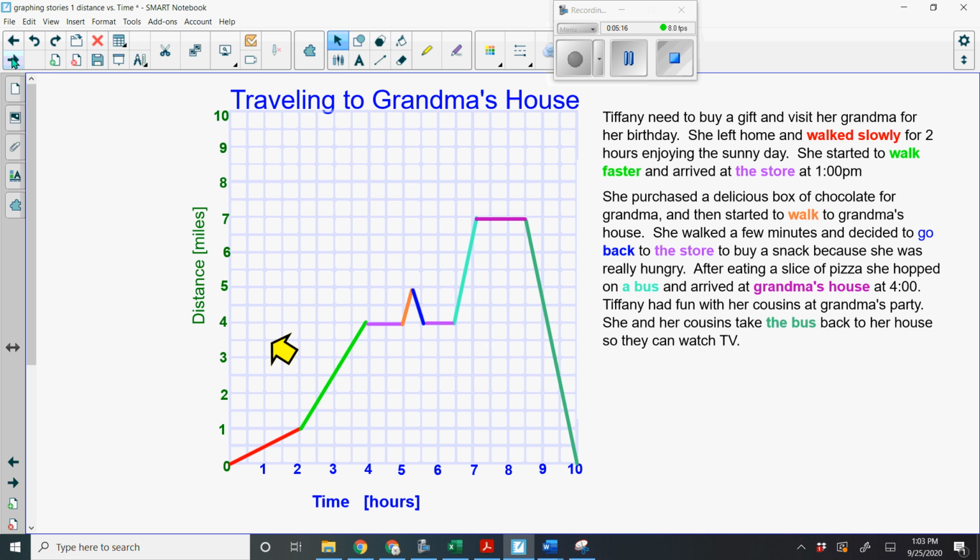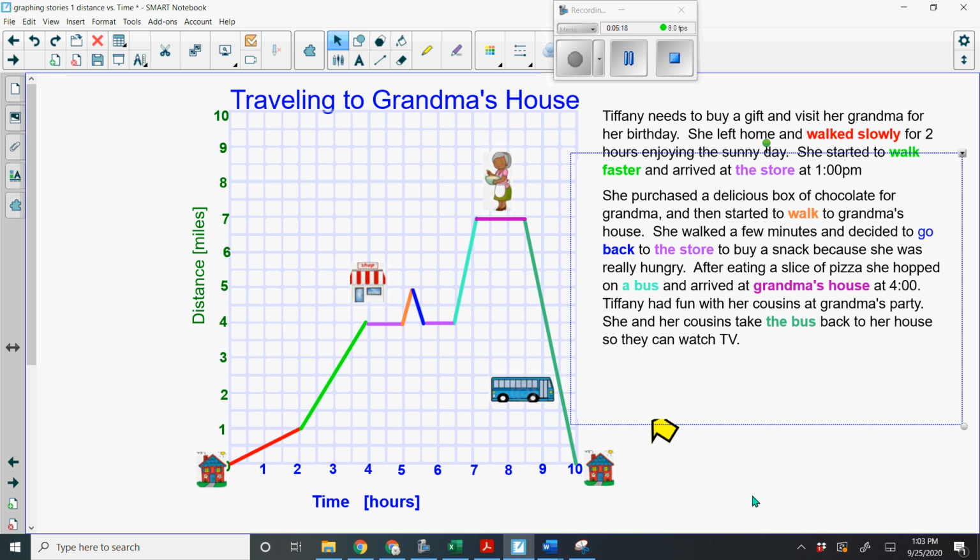Okay, let's look at the story, and I put in some clip art. If you make a story for your assignment, you could add some clip art. So here, Tiffany is going to her grandma's house. So here's our story, and for each part of the story where I want to indicate something on the graph, I have color-coded it. So Tiffany needs to buy a gift and visit her grandma for her birthday. She left home and walked slowly. She walked slowly for 2 hours.